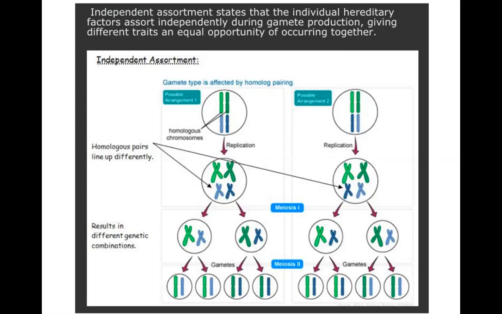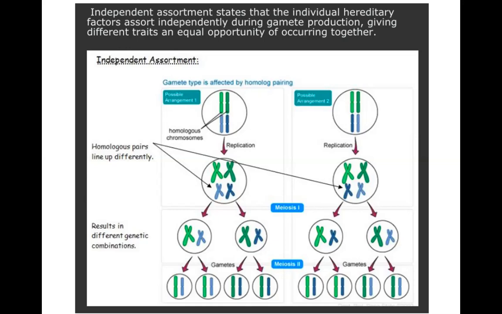I have one darker chromosome here on the right, and another darker, blue-colored chromosome on the left. And then they go on to line themselves up in metaphase 1, and then they are separated again later on in meiosis 2. Because we have dark color, light color, dark color, light color mixed up together, you wind up with different combinations of alleles coming together that are not the same.